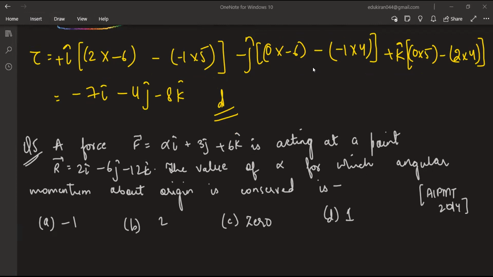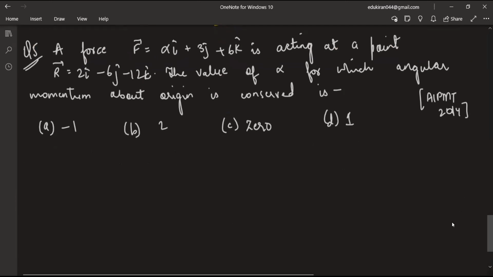Yes, Betsy, right answer. Let me discuss it with all of you. Two vectors are given, F and R. Same thing, angular momentum is conserved when the torque is constant. Torque is 0, so R cross F will be 0 this time. This is a concept from your angular momentum, conservation of angular momentum.